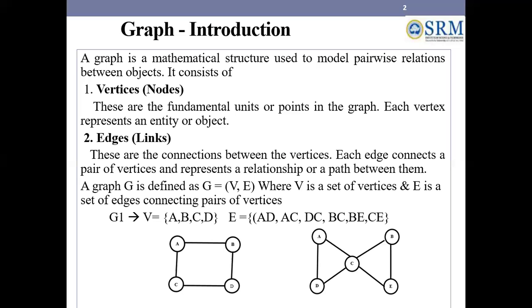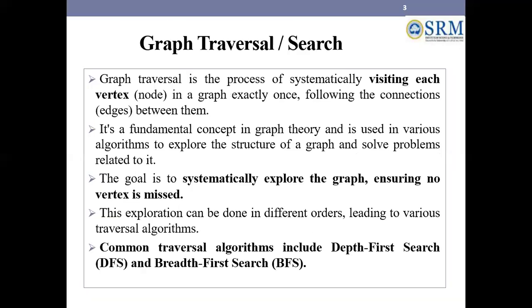See the second example. Find out the edges. Edges means connecting two vertices. See the second graph. AD, AC, DC, BC, BE and CE. There are six vertices in the second graph. In the first graph there are four vertices.